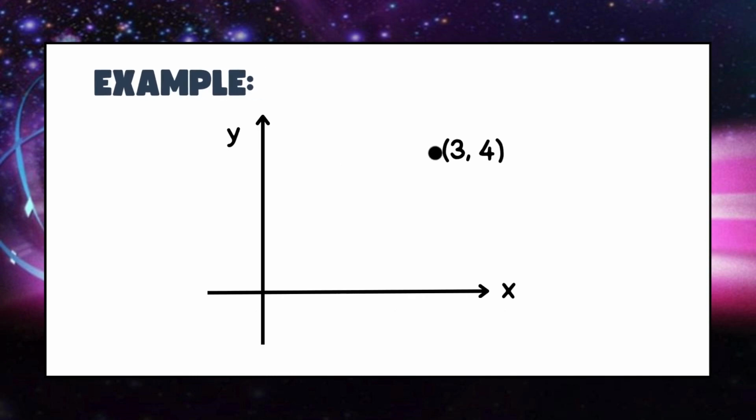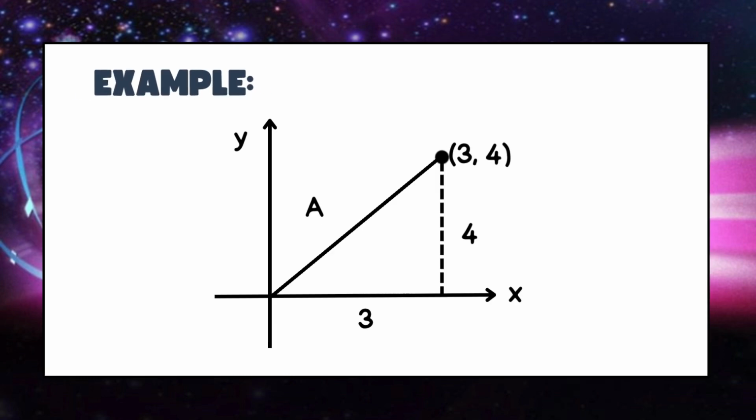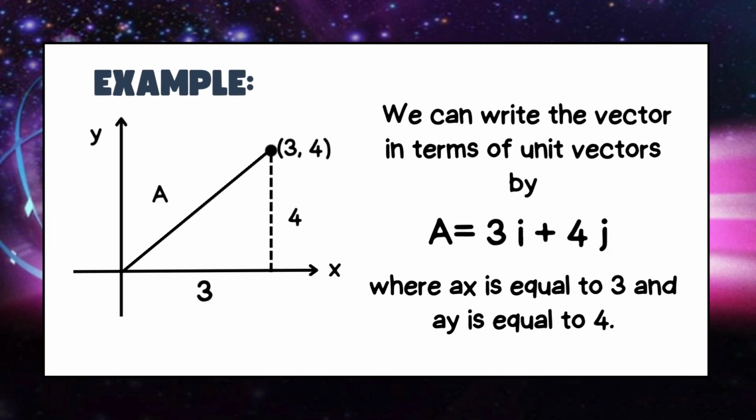Let's have a coordinate system where we have a point 3 and 4. 3 in x direction and 4 up in y direction. And let's have a vector A. We can write the vector in terms of unit vectors by A is equal to 3i plus 4j, where Ax is equal to 3 and Ay is equal to 4.